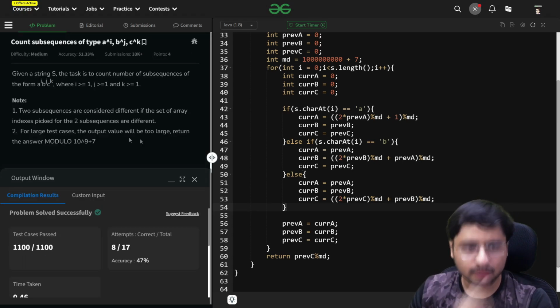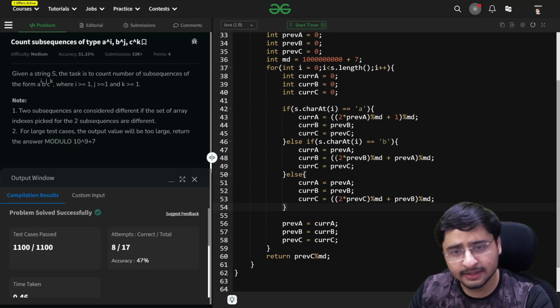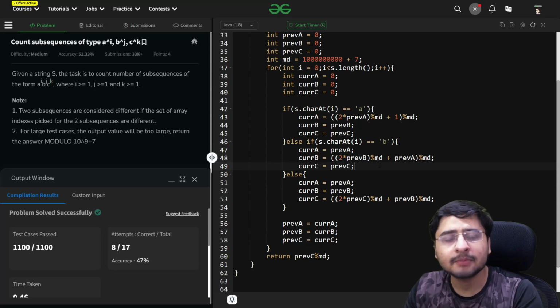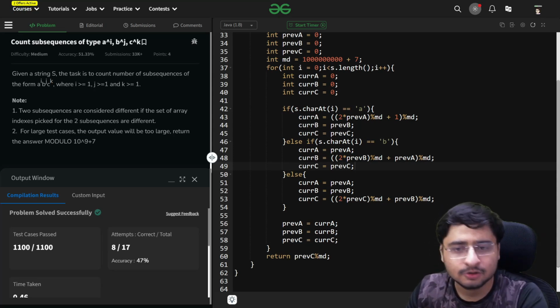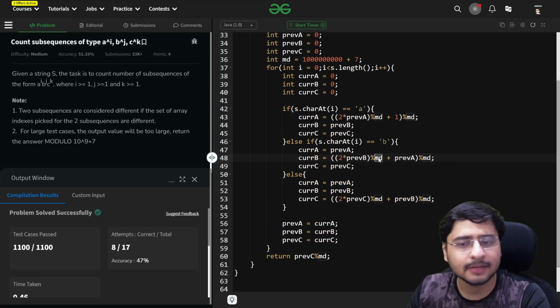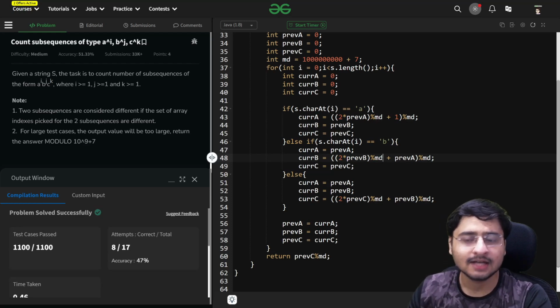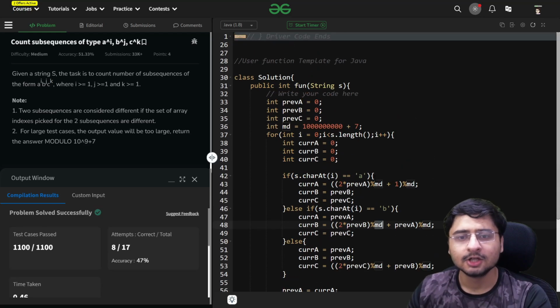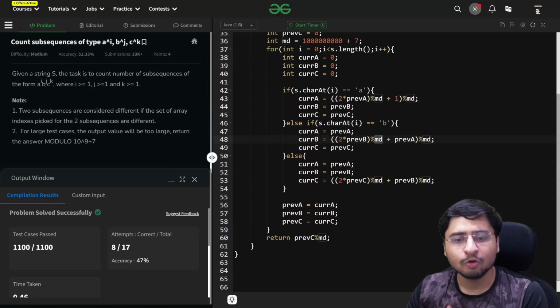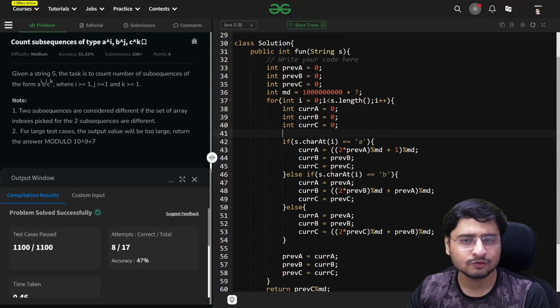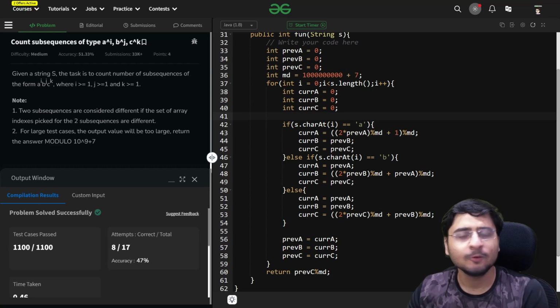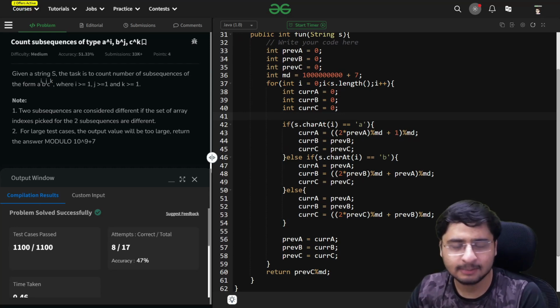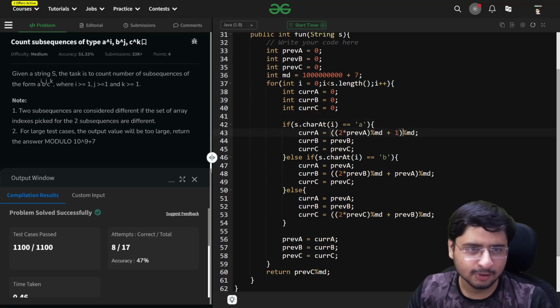Basically, whenever you need to apply modulo, wherever mathematical operations are getting done and wherever you think it might exceed the integer limit, you have to wrap that expression in a bracket and mod it with the largest prime number in integer. I hope this is clear. This solution was pretty straightforward, with O of 1 space complexity and O of n time complexity. This is it for this particular question.